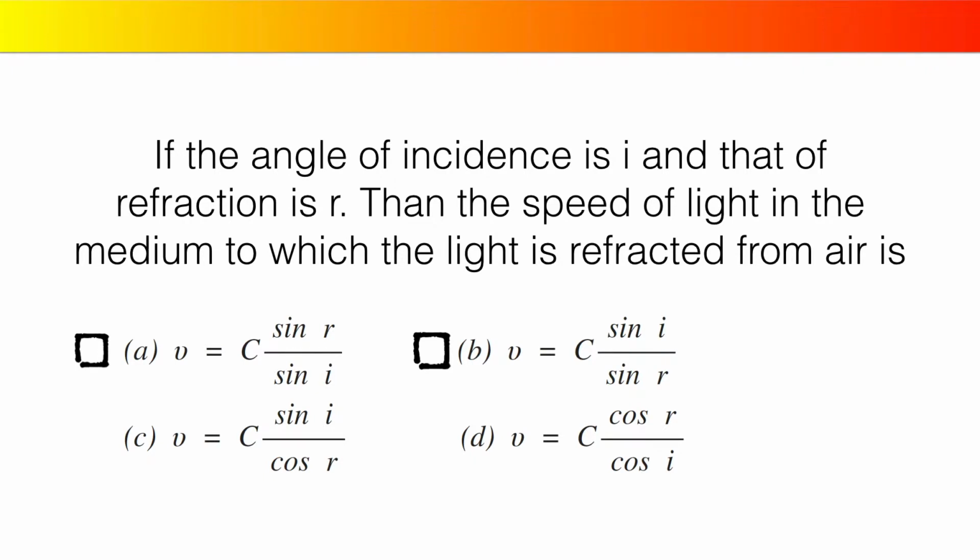If the angle of incidence is i and that of the refraction is r, then the speed of light in the medium to which the light is refracted from the air is: v = c sin r by sin i, v = c sin i by sin r, v = c sin i by cos r, v = c cos r by cos i.